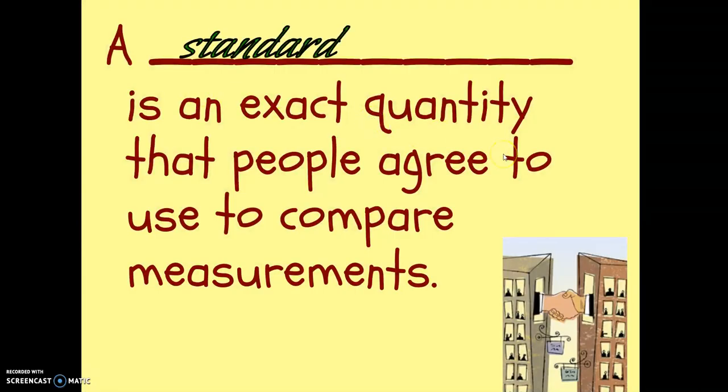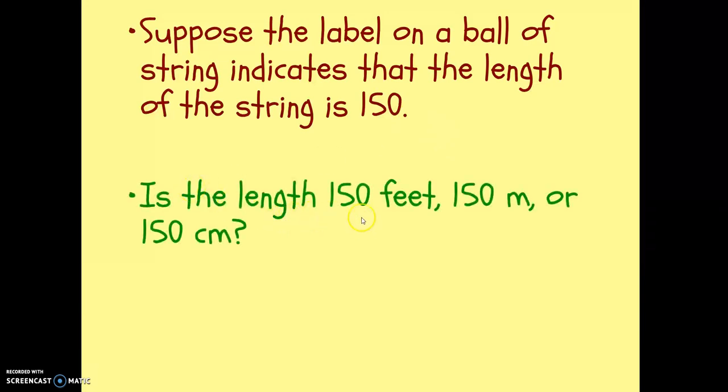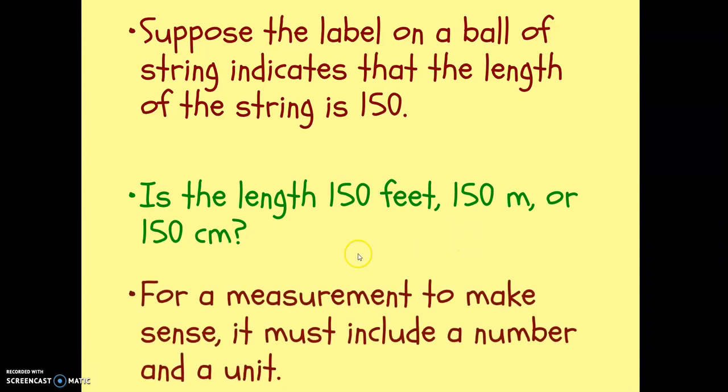So a standard is an exact quantity that people agree to use to compare measurements. Suppose the label on a ball of string indicates the length of the string is 150. No units. Is the length 150 feet, 150 meters, or 150 centimeters? All these are very different lengths, and they're all based on the unit behind it. For a measurement to make sense, it must include a number and a unit.